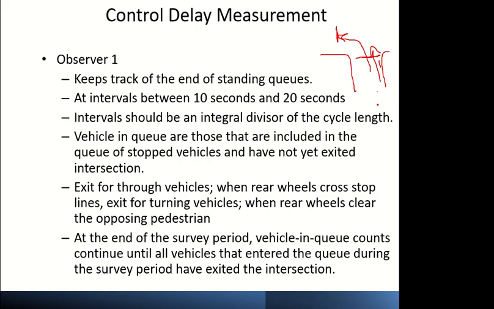So maybe the signal is red for 30 seconds and he is doing the count after every 10 seconds. So it may take him 2 to 3 more counts before these vehicles are gone. Okay, so for observer 1, he is counting queues. You have to select a time for him. We have defined what we mean by queue and we have given him when he is supposed to finish.